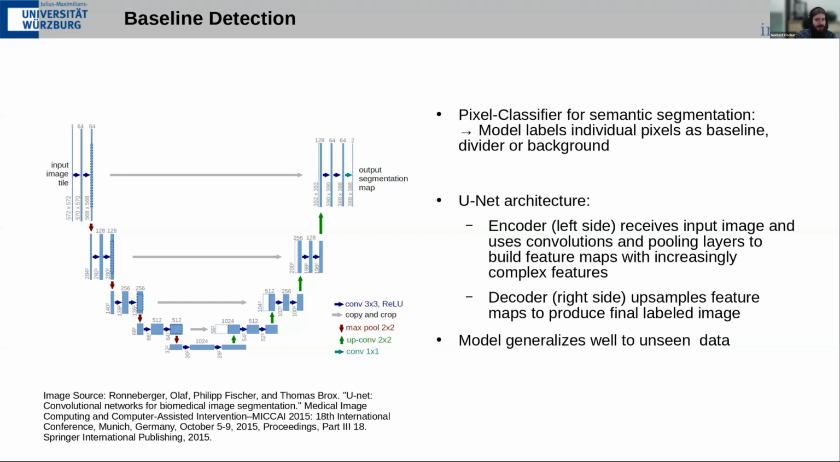At our chair at the University of Würzburg, we also use UNet models for a variety of different tasks, such as detecting polyps in medical images, but also to recognize symbols, for example, in musical documents, or to recognize handwritten annotations in tables.